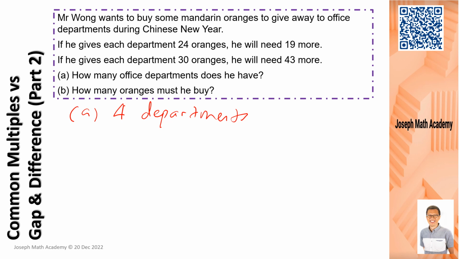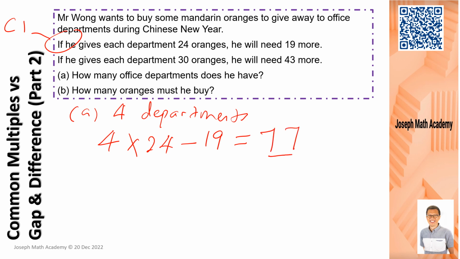Alright, now, so how to find the oranges? Very simple. We can use case 1 to do our calculation. So if there are 4 departments and each department receiving 24, he will have short of 19. So if you use the order of operation concept, which is easily done, even though we have no calculator, 24 times 4 minus 19, or 4 times 24 minus 19 is our 77. So actually this is the answer for part B.